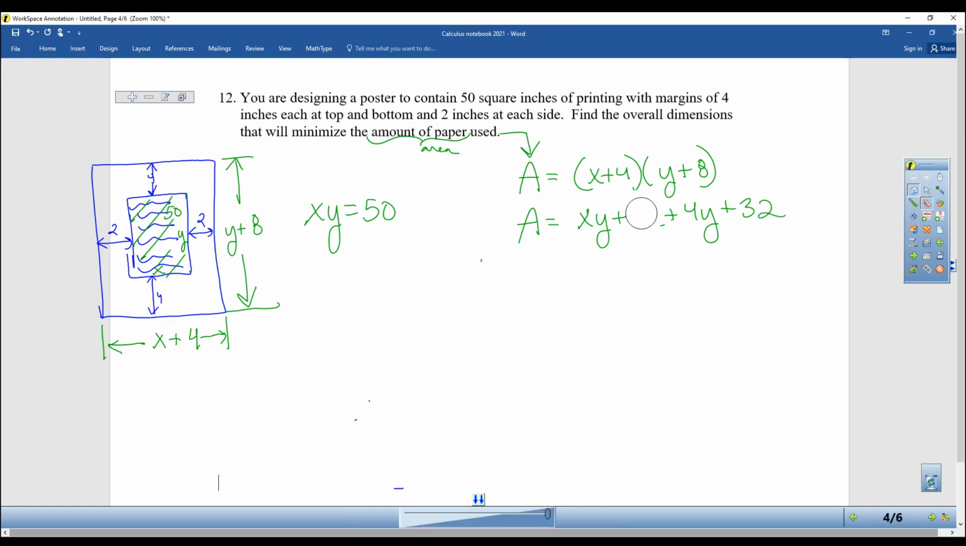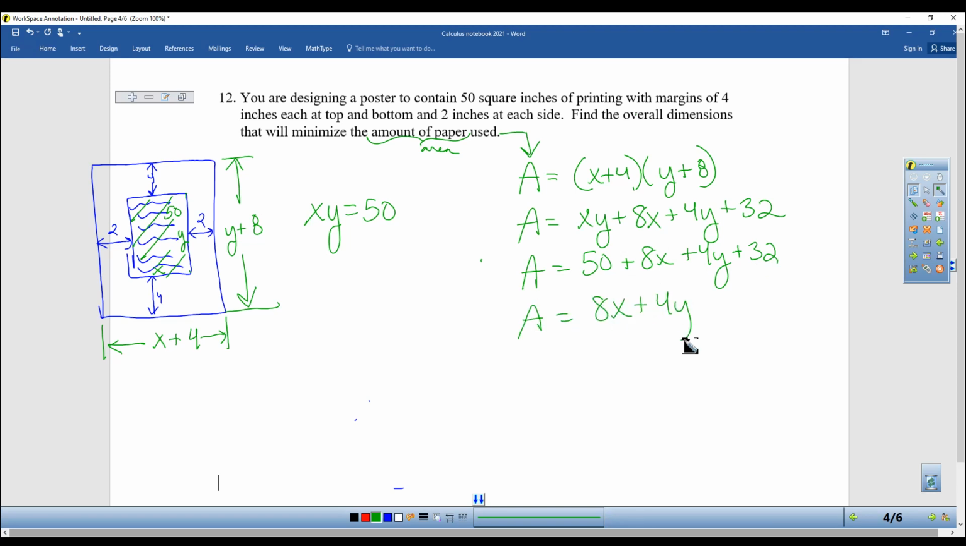8x. So this one does have just a little bit of a trick to it, and that is that xy is equal to 50. So I can actually change this to 50 plus 8x plus 4y plus 32. Notice I'm still calling it A. I haven't taken a derivative yet. 8x plus 4y plus 82.